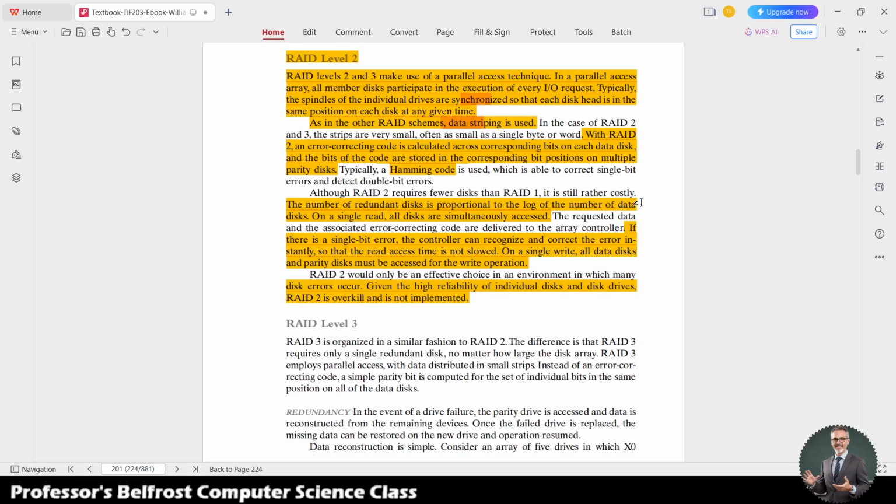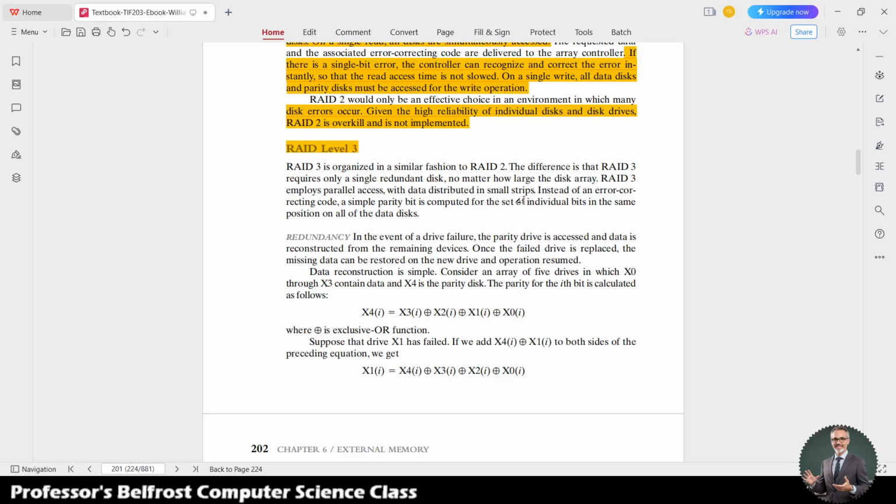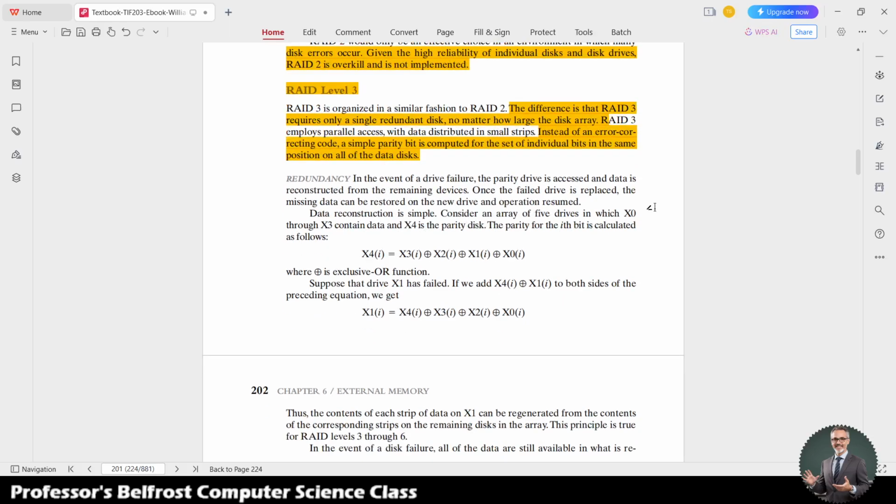Grade level 3 is similar to grade level 2 because it makes use of the parallel access technique, but there is a slight difference. Grade level 3 only requires a single redundant disk no matter how large the disk array, unlike grade level 2. Grade 3 also employs parallel access, with the data distributed in small strips. Instead of an error correcting code, a simple parity bit is computed for the set of individual bits in the same position on all the data disks.